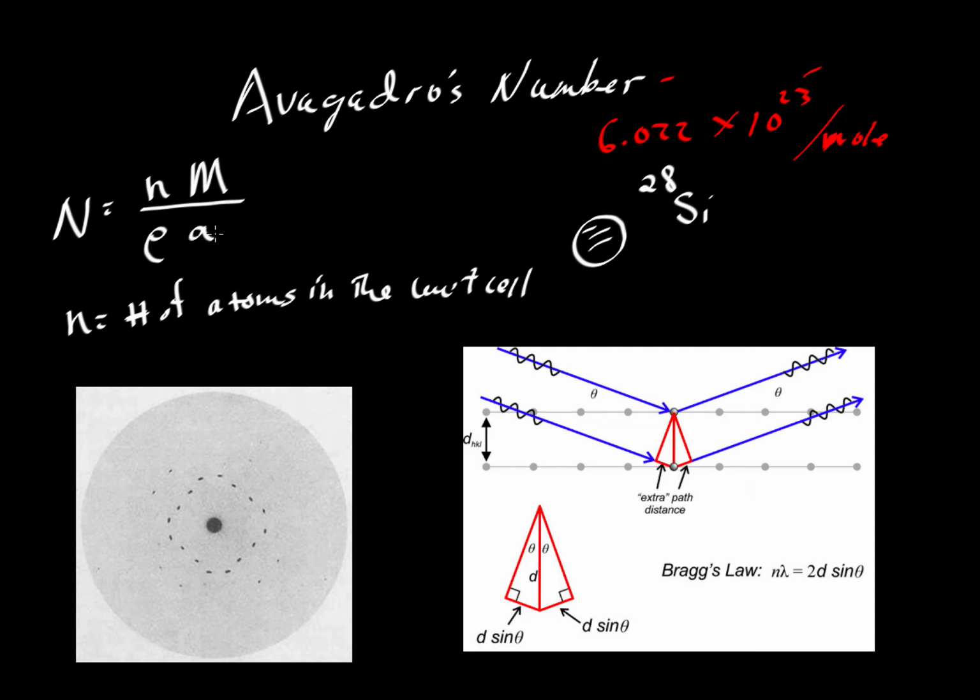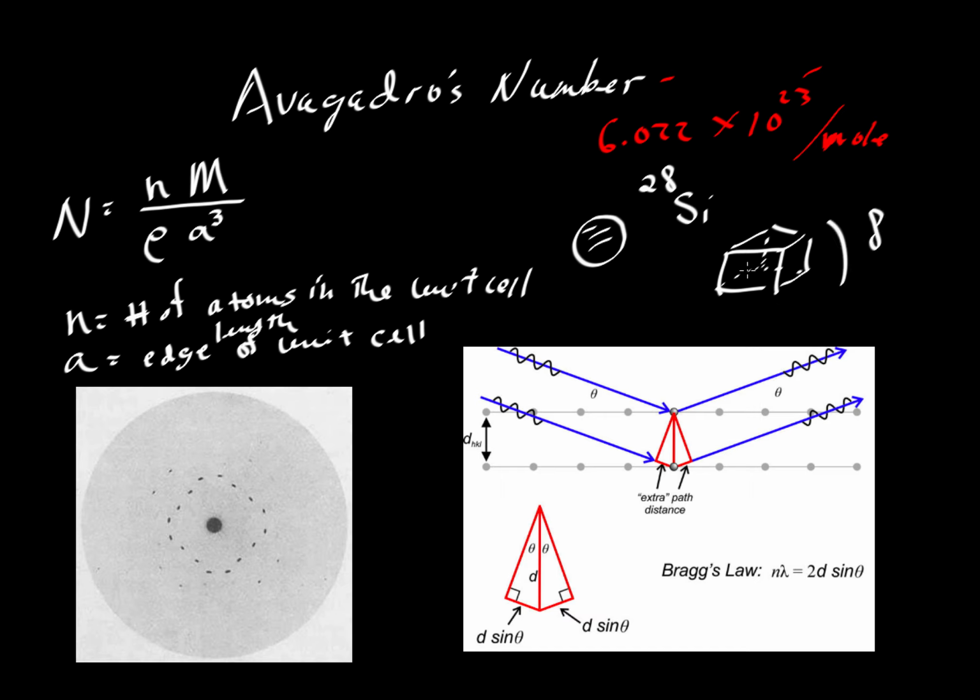And then we would also divide the whole thing by a cubed, where a is equal to the length of the edge of a unit cell. So unit cell edge length. Let's squeeze length in there. So if we have a cubic unit cell for silicon-28, and we would because it forms in the cubic system, then this fellow here would have a total of 8 atoms.